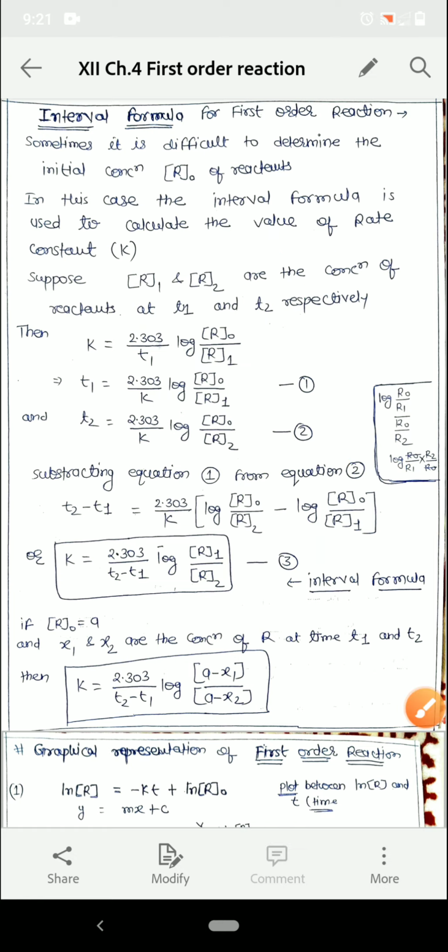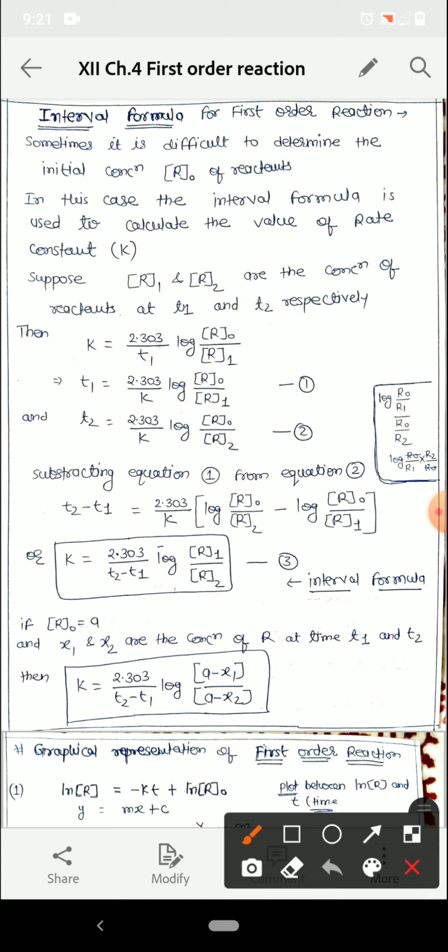Okay, so for the interval, what is the interval formula and how can we get it? Suppose r1 and r2 are the concentration of reactants at t1 and t2 respectively. So k is what? t की जगह हम क्या लिख देंगे, t1. ओके, तो t1 क्या वैसे आएगा 2.303 upon k log r naught upon r1. So here r is the r1. Similarly t2 is equal to what? 2.303 upon k log r naught upon r2.